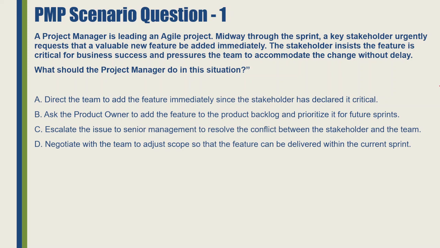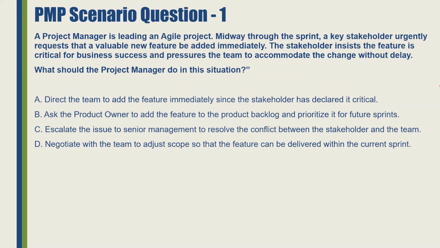PMP scenario question. A project manager is leading an agile project. Midway through the sprint, a key stakeholder urgently requests that a valuable new feature be added immediately. The stakeholder insists the feature is critical for business success and pressures the team to accommodate the change without delay. What should the project manager do in this situation?